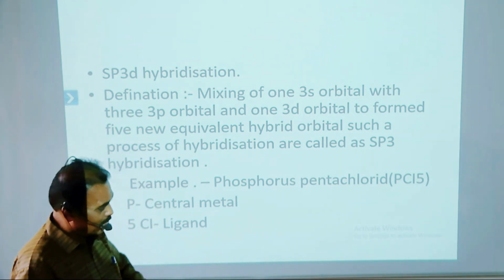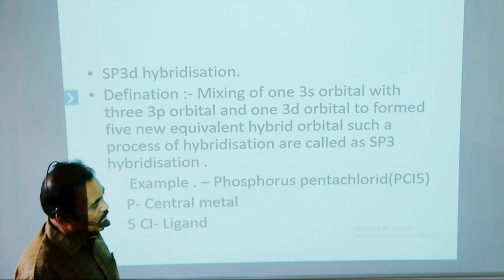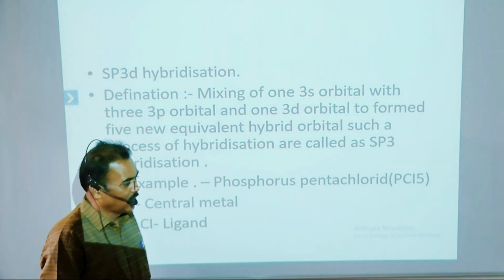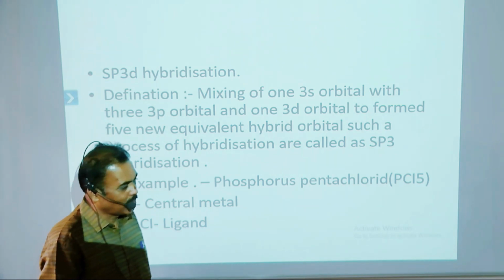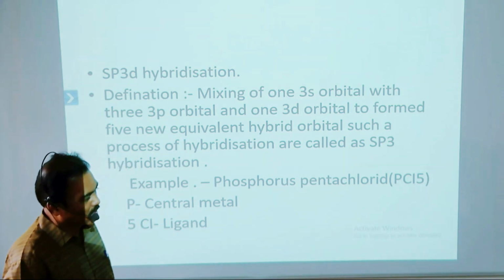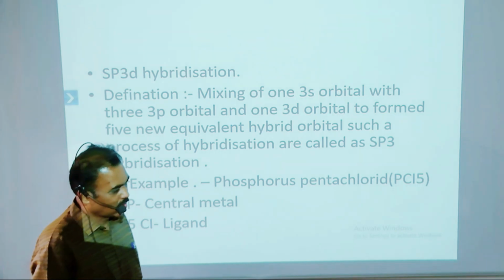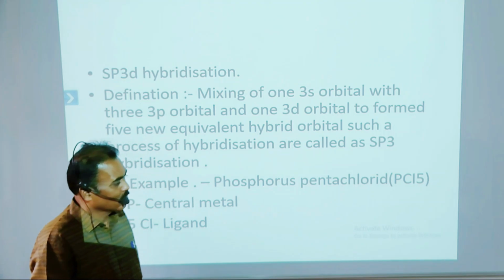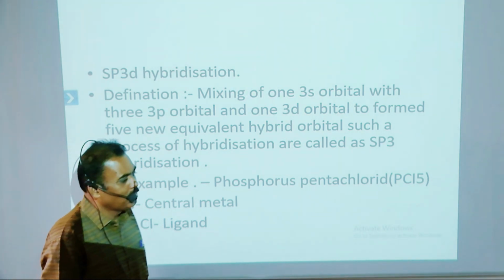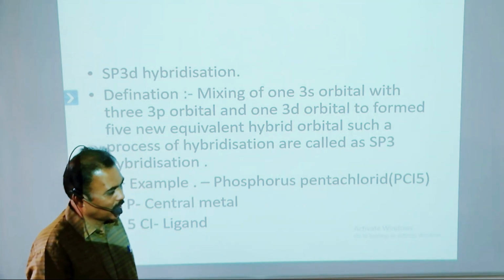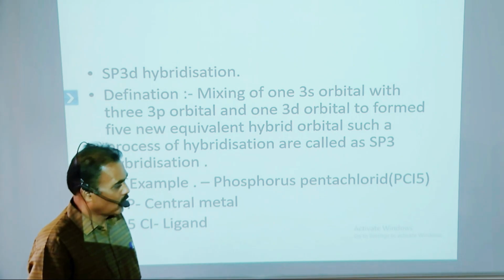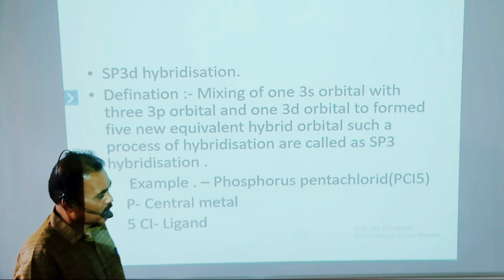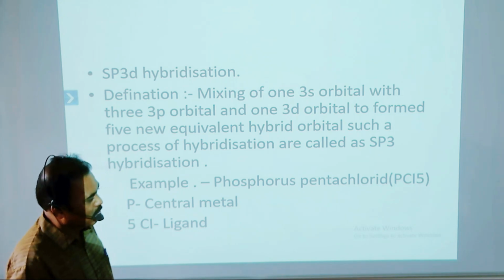So what is sp3d hybridization? Here, the mixing of one 3s orbital with 3p orbitals and one 3d orbital forms 5 equivalent hybrid orbitals. Such a process of hybridization is called sp3d hybridization. In it, one 3s orbital, three 3p orbitals and one 3d orbital are mixed together, and it produces a total of 5 sp3d hybrid orbitals.